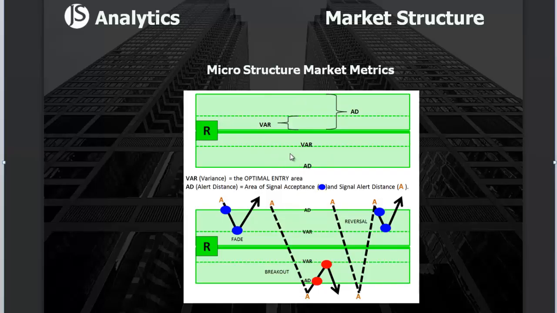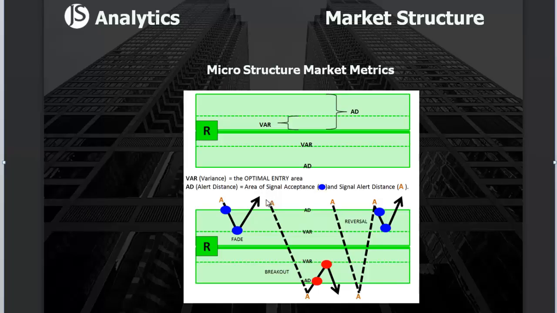You can also use it as a trigger for, is the market through this level? Has it violated the level? The alert distance will tell you that. Here I'm showing three different entry strategies. One is a fade. So if we're going to look to fade momentum, the first conditional alert would be to have the market starting above the alert distance, and then we can look to start entering at the top of the alert distance down into the variance.